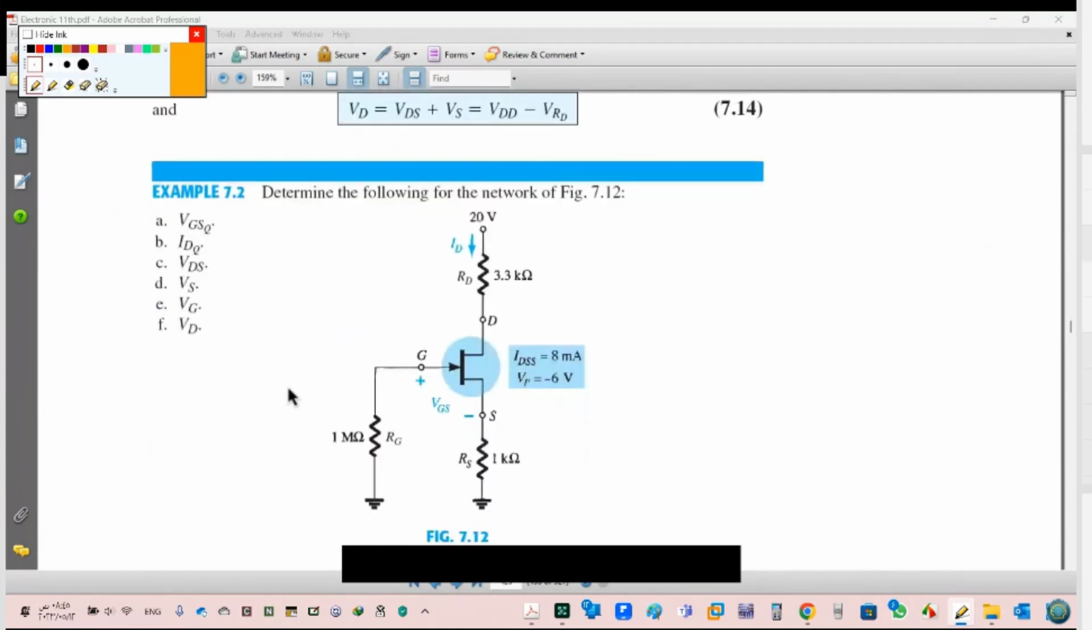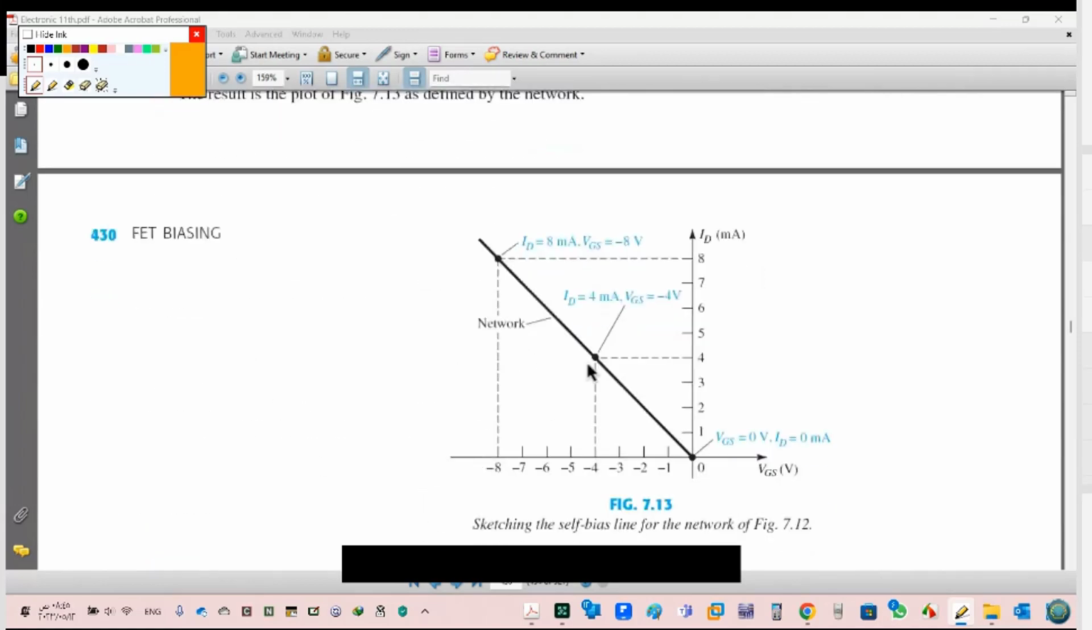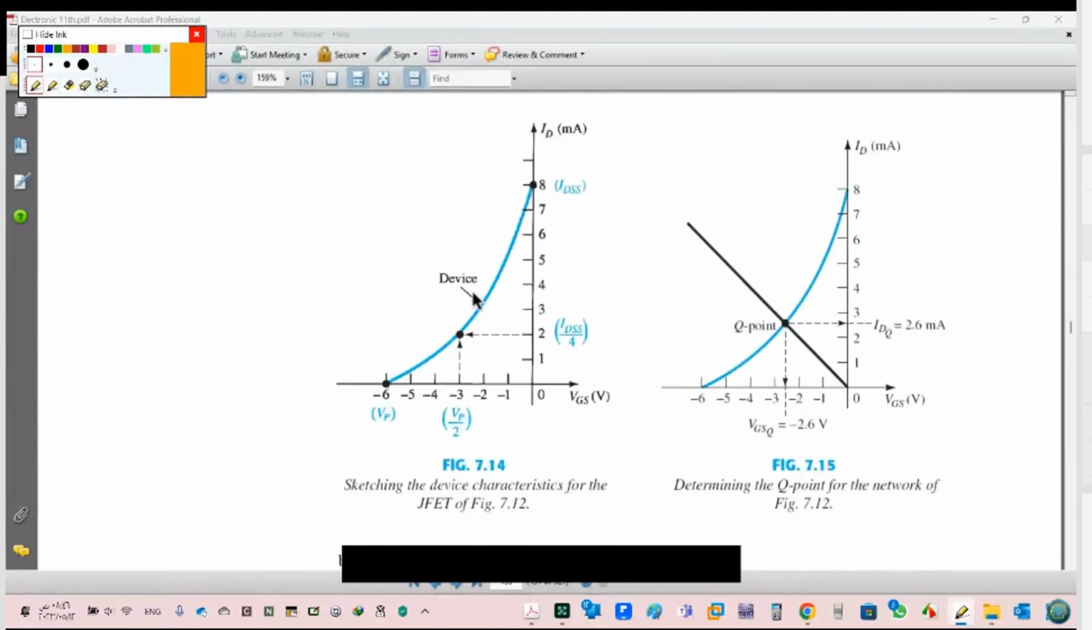Now, determine the following for the network of figure 7.12: VGSQ and IDQ. Here is the problem. He gives IDSS 8 milliamps, VP 6 volts, and VGS equals minus ID RS, where RS is 1 kilo ohm. So you have to calculate, then draw the curve. Here he flipped this one, forget this. You have to draw this. Fine, he selected the point. You can select any point you want. For example, you can select IDSS over 2. Then you can find VGS and two points.